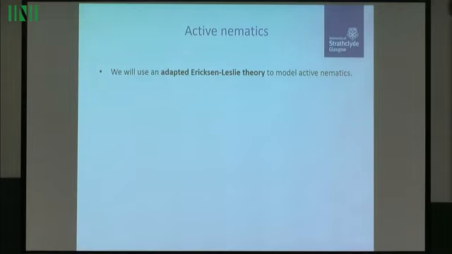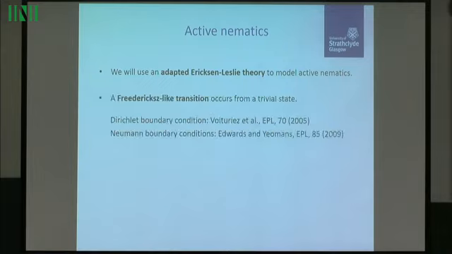Okay, so what I'm going to use is the simplest model I know of this kind of active nematic, and it's an adapted Ericksen-Leslie equation. So the Ericksen-Leslie equations, if you haven't seen them before, are just the Navier-Stokes equations with essentially a balance of angular momentum as well as linear momentum. We need angular momentum because our molecules are rod-like and they can rotate, and there can be a transfer of momentum through angular momentum. Okay, so we're going to adapt that in a very simple way.